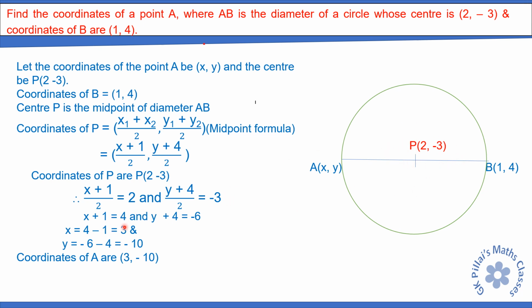So x plus 1 equal to 4 and y plus 4 equal to minus 6. When you cross multiply, x will be 4 minus 1, 3 and y equal to minus 6 minus 4, that is minus 10. The coordinates of A are 3, minus 10.